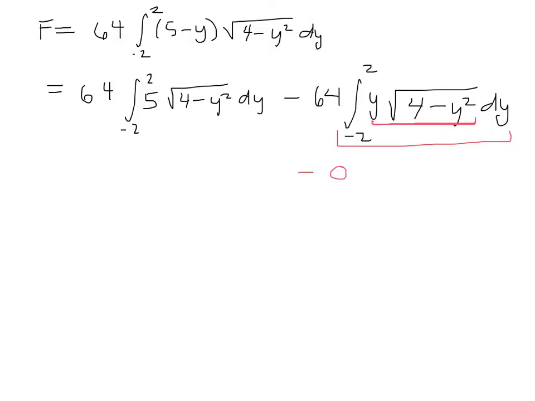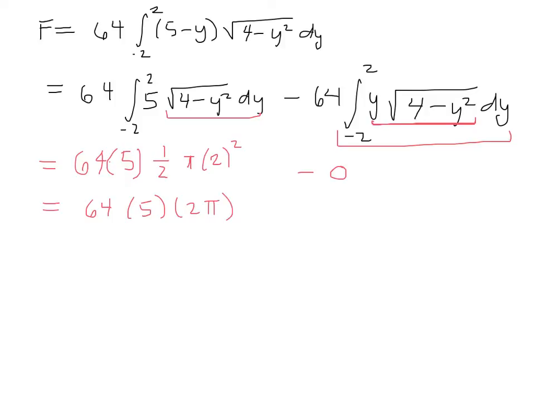If you do a u substitution for 4 minus y squared, you will end up getting the same thing. It's just a lot more work. Now the first one we have is 64 times 5. And remember that an integral is an area under a curve. This curve is a semicircle of radius 2. So the area of that is 1/2 pi times 2 squared. So in the end we have 64 times 5 times 2 pi, which is 640 pi. In this case, our unit of force is pounds.